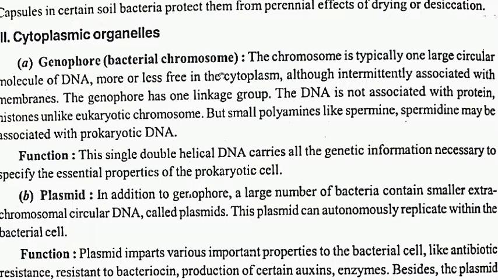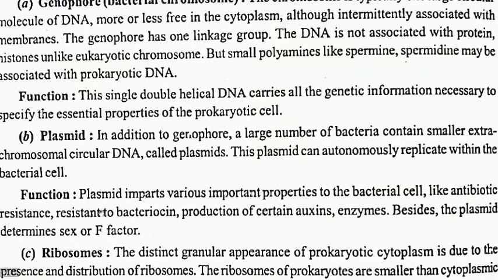The DNA is not associated with histone proteins, unlike the eukaryotic chromosome, but small polyamines like spermidine may be associated with prokaryotic DNA. What is the function of the genophore? This double helix DNA carries all the genetic information which is necessary to specify the entire essential properties of the prokaryotic cell. Now another part is the plasmid. So please, these are all very important. They may come as small notes, definitions also, and notes also.